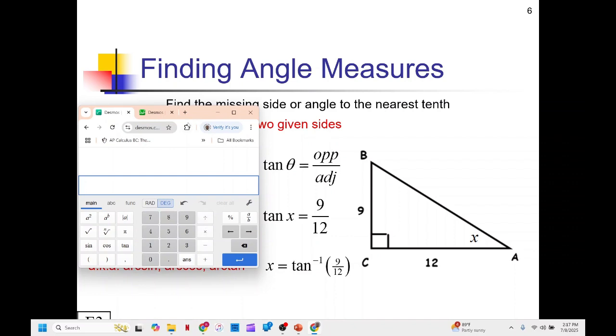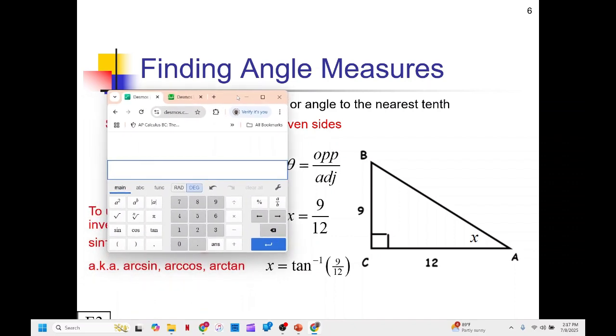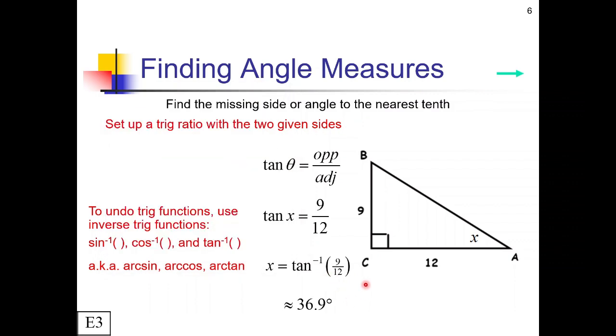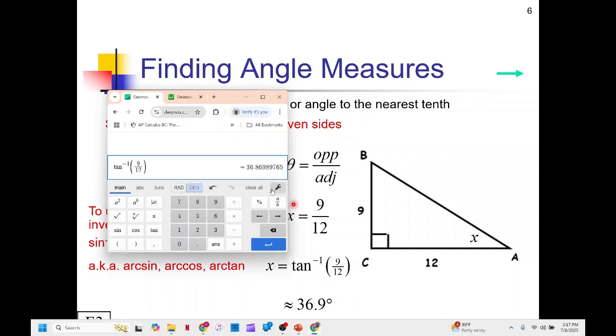So in the calculator, if I do tan exponent -1, and then I open a parentheses and put 9 over 12 in there, I end up with about 36.9. They just wanted the nearest tenth, so 36.9 degrees. And again, another way of doing this, I could have written arc tan of 9 over 12. And if we do that, we see we get the same thing.